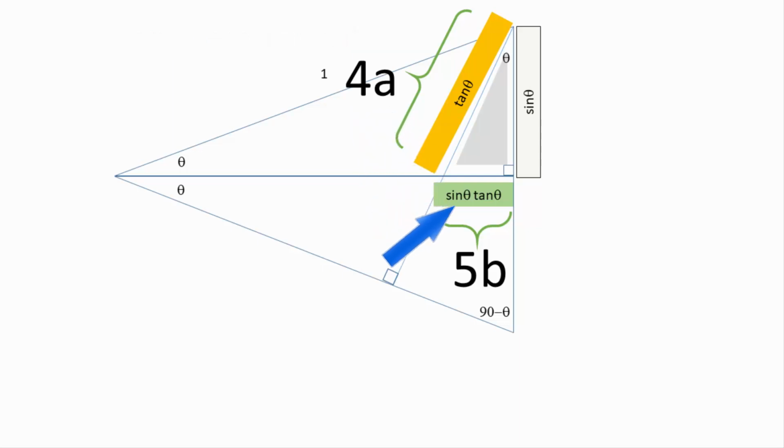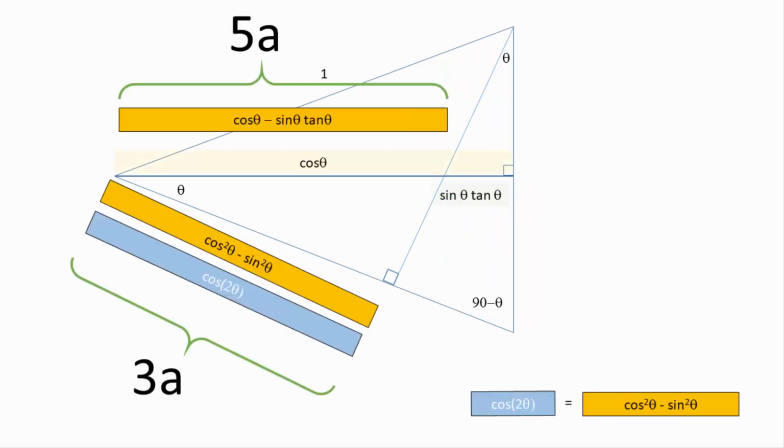And then using the value of that hypotenuse, knowing that the angle at the top is theta, we know that all you have to do is multiply tangent theta by sine theta, and that will get you side 5b. So that's 4a and 5b. And now we've got enough information to determine some other sides.